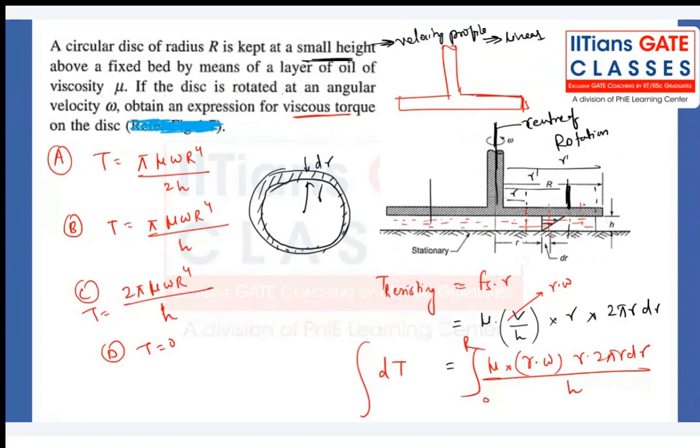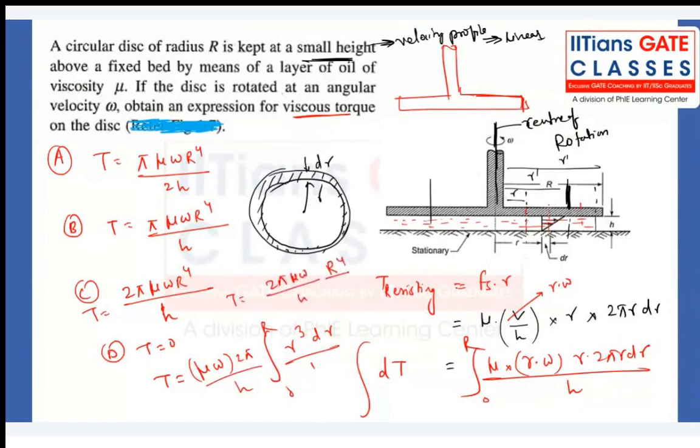If you just do the integration, what will you get? Integration of 2 pi mu omega by h into r cube dr. So T will be 2 pi mu omega by h into r power 4 by 4. When you just do that, you will get the answer as A.